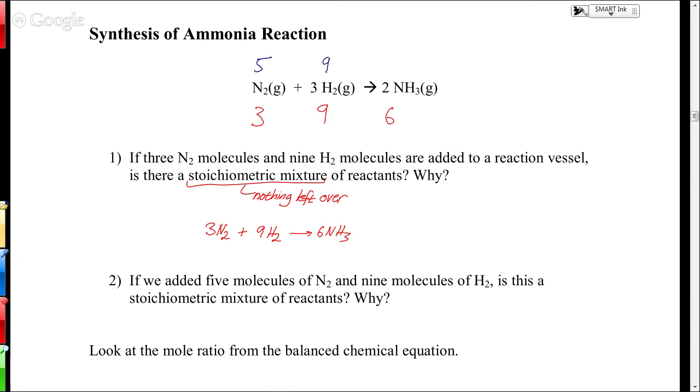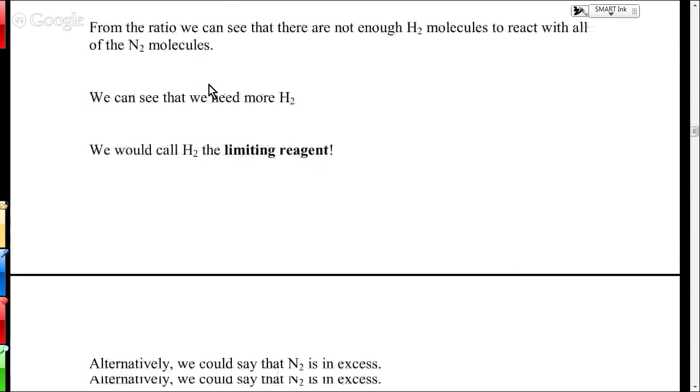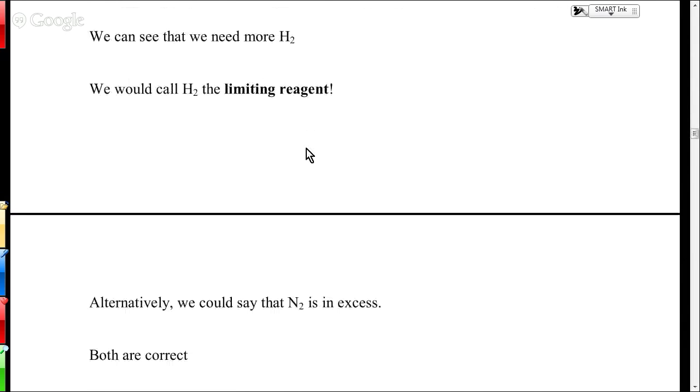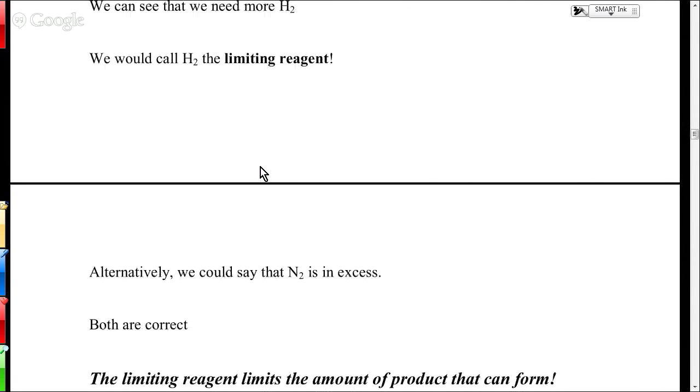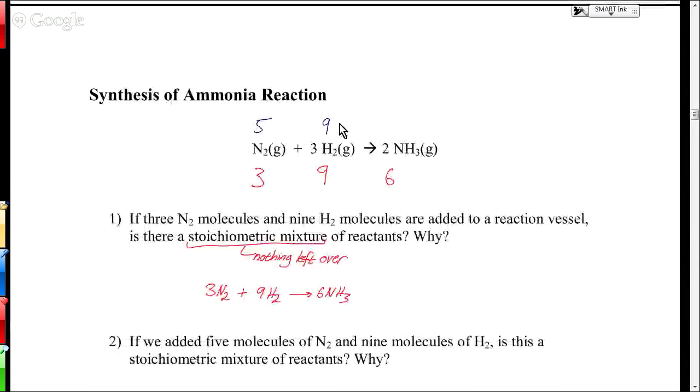Right, if we only have 9 of these, those can only react with 3 nitrogens. And so those last 2 are going to be left over. So then we would call hydrogen the limiting reagent, and we could say that nitrogen is in excess. Those are the words that we use. The limiting reagent in this blue case would be hydrogen. And then this one is the excess. There's extra nitrogens there.